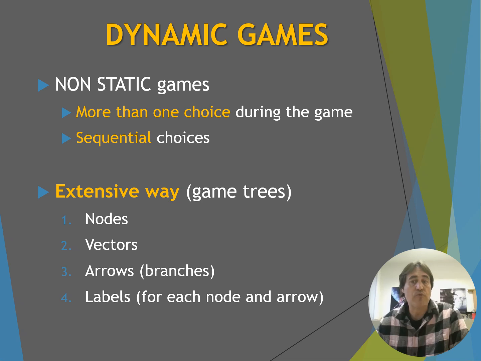Vectors are used to represent the payoffs or utilities at each of the possible ends or final results of the game. And finally, the label of each node indicates which player is choosing at that node, and the label of each arrow contains the name of the strategy.